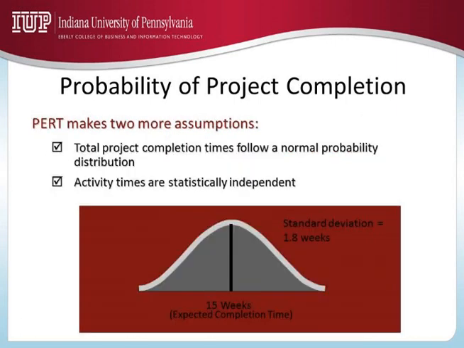Okay, so if you look at this, this is 15. This is 16, somewhere here. So I want to know what is the probability that project will be completed within 16 weeks. So obviously the probability is greater than 50%. Why? At 15 weeks or less, the probability is 50%. So 16 weeks or less has to be greater.